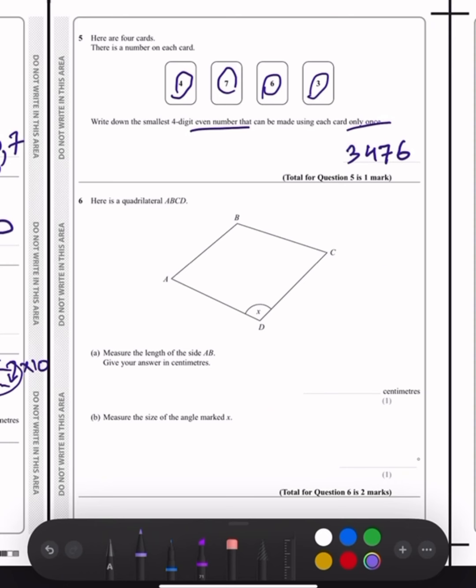Your correct answer would be 3, 4, and then because 7 is a bigger number but it's an odd number, and they've asked that the last number should be an even, that's how it will be a 4-digit even number. So we take 7 as a third number and then we write 6 at last. That's how you gain your first mark.